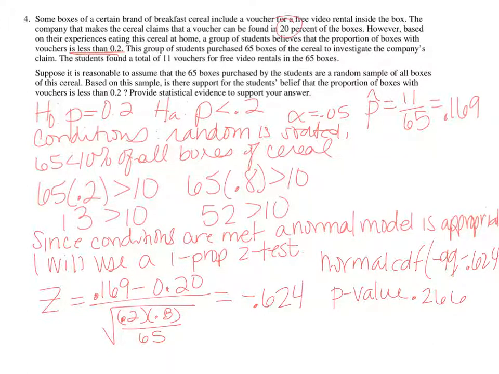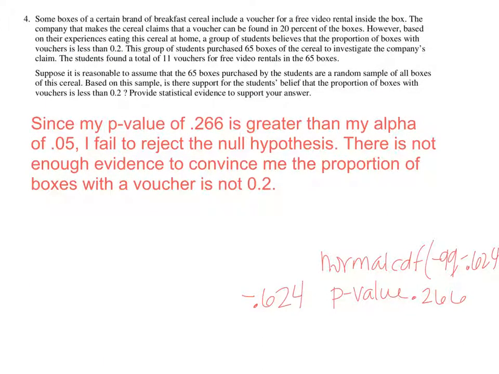So once again, my p-value is greater than my alpha, so I fail to reject my null hypothesis. There is not enough evidence to convince me that the vouchers are not in 20% of the boxes of cereal. So once again, since my p-value of 0.266 is greater than my alpha of 0.05, I fail to reject the null hypothesis. There is not enough evidence to convince me the proportion of boxes with a voucher is not 0.2.